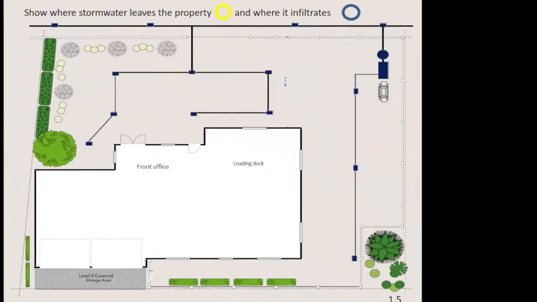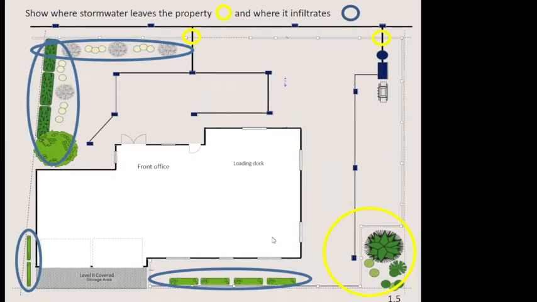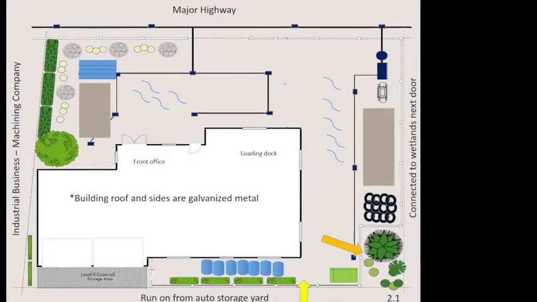And then here, show where it leaves the property and where it infiltrates. And this shows where it's leaving the property, where it's infiltrating. And what I'd love to do in this next slide is talk about things that are going on your property, and how maybe this mapping exercise has helped you think about your own property, and the types of actions you would take to minimize the effects of what's going on.